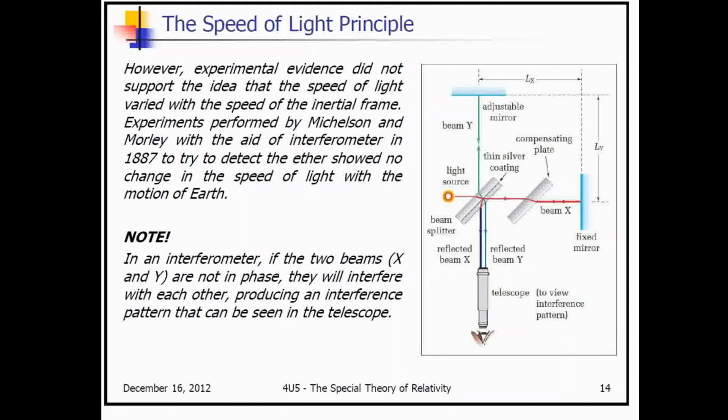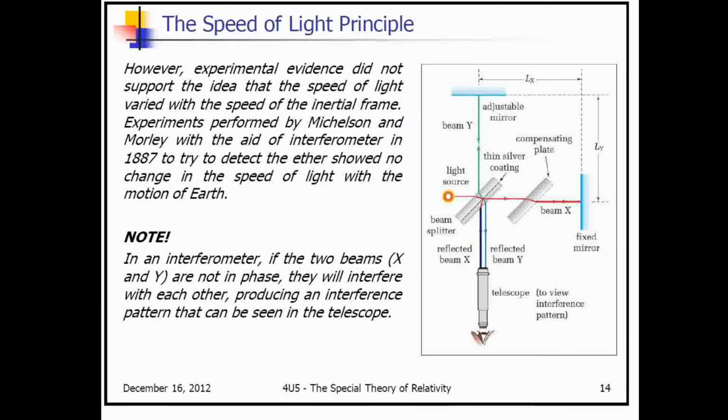So experimental evidence did not support the idea that the speed of light varied with the speed of the inertial frame. An experiment to try to measure this was performed by Michelson and Morley. They tried to detect the ether, and that showed no change in the speed of light with the motion of the Earth. So they were not able to see a change in the speed of light. You don't really need to know this experiment. You should just mainly know that Michelson and Morley were able to determine that the ether was not present.